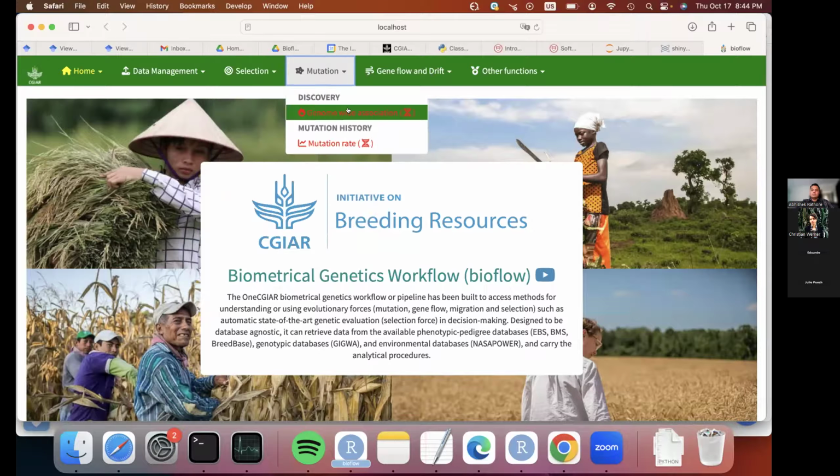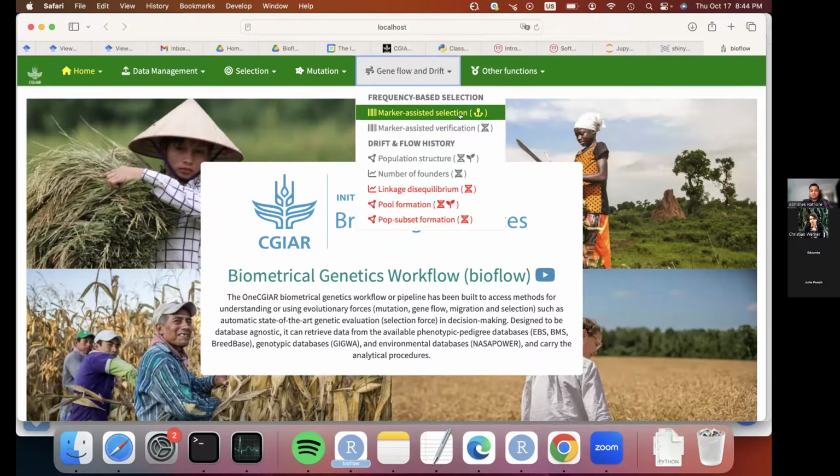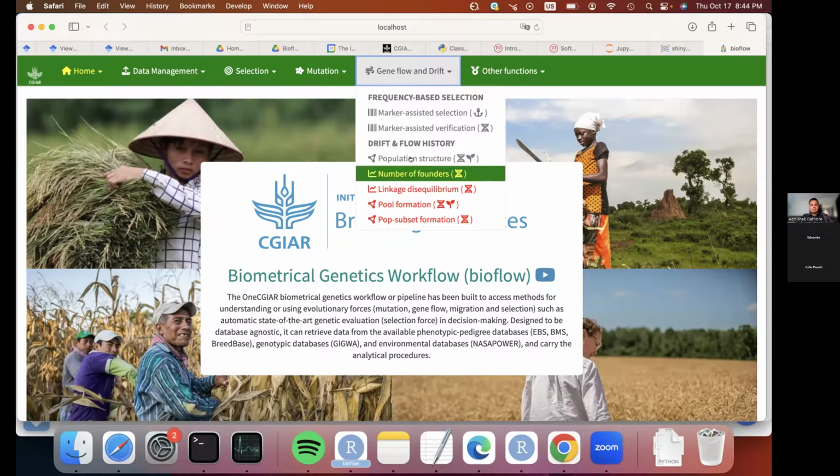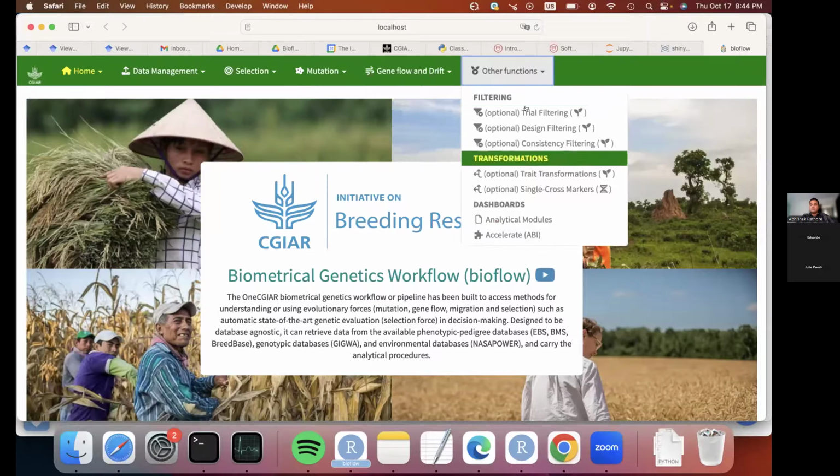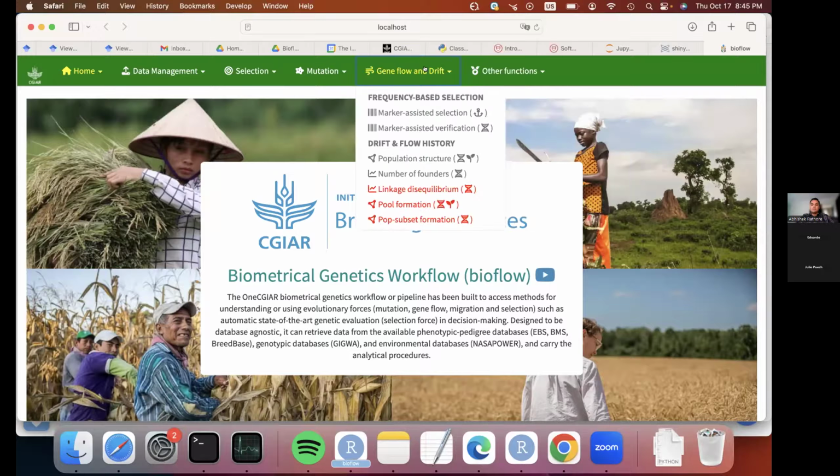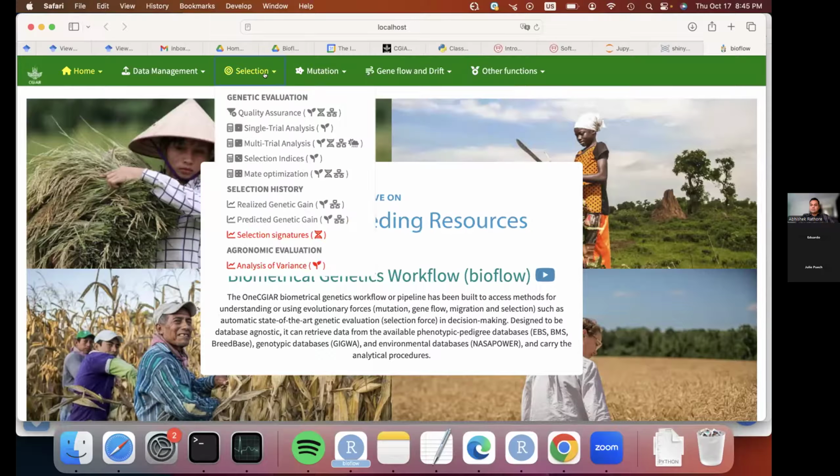For the mutation force, you will have a GWAS module, also to check mutation history. On gene flow, there is already something for MAS, for population structure, for checking the number of founders of your population when you have marker information. And as Abby mentioned, there will be something on linkage disequilibrium and heterotic pool formation, etc. And there will be a handful of other functions to make trait transformations, to manage the marker information, etc. And it's just a matter of you taking a look.